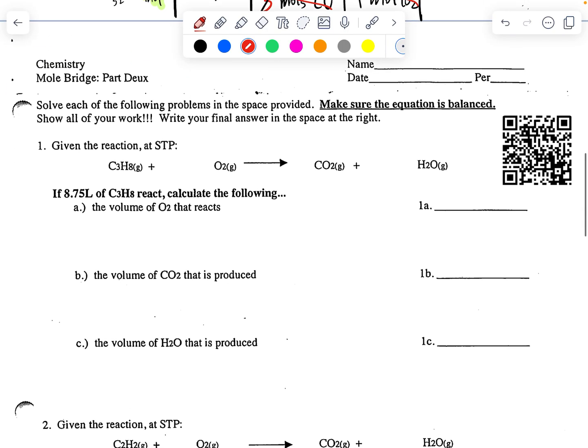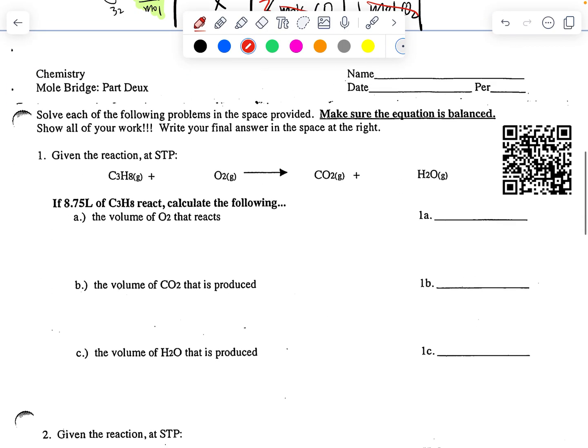Let's do some STP questions, standard temperature and pressure. It really just means molar volume, right? We know what that is, right, guys? That's 22.4 liters is equal to 1 mole. For every mole, it takes up 22.4 liters of space. All right, let's go ahead and try this question out.